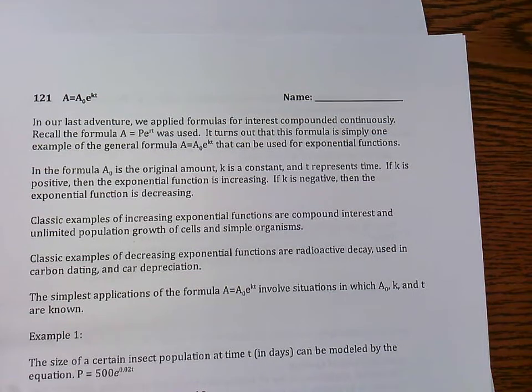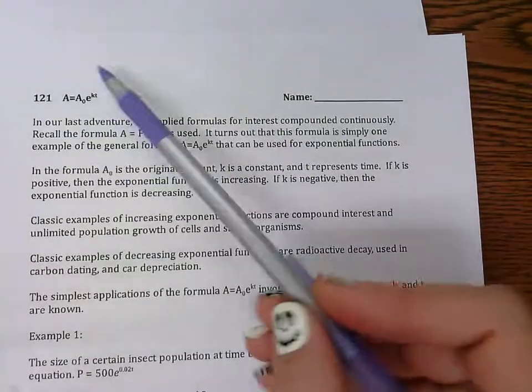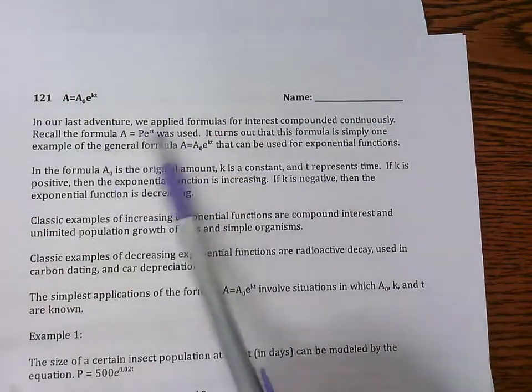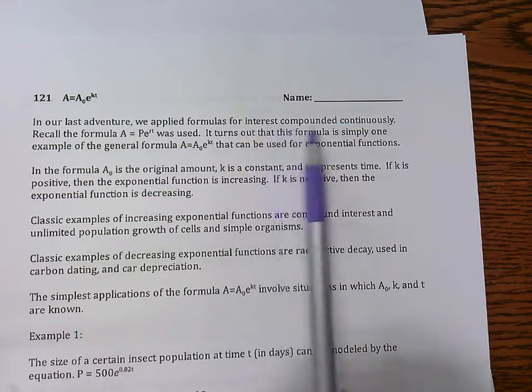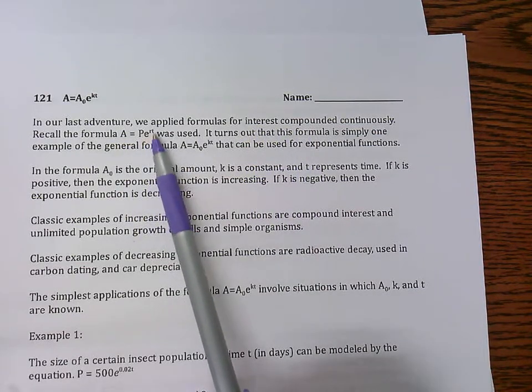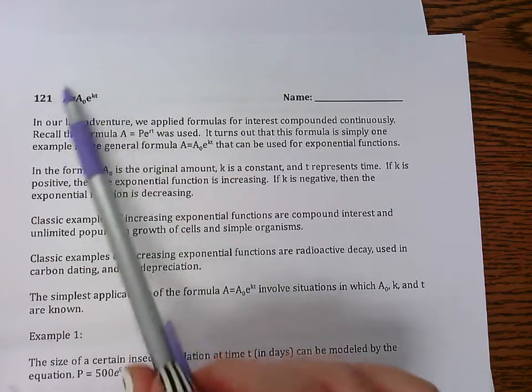Okay, so this looks like a complicated formula, right? A equals A sub 0 e to the kt. In our last adventure, a little while ago, we looked at compound interest formulas, and A equals Pe to the rt was used. That's all this formula is.